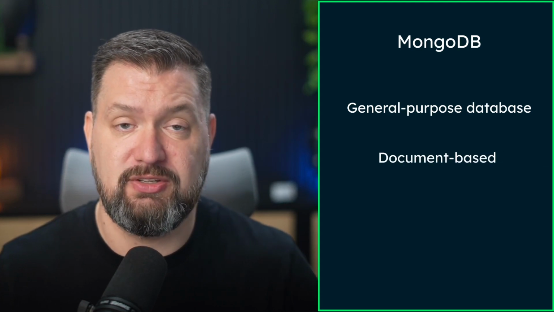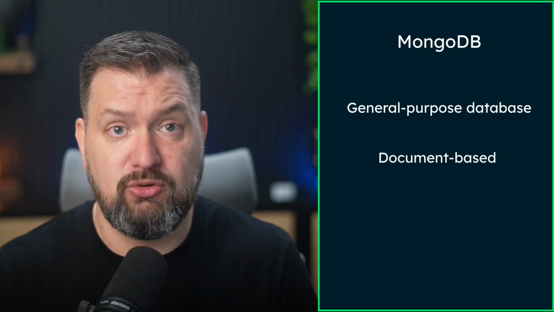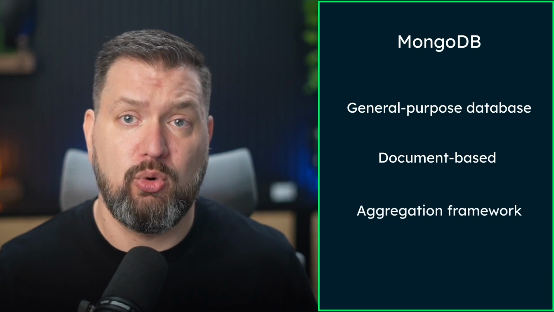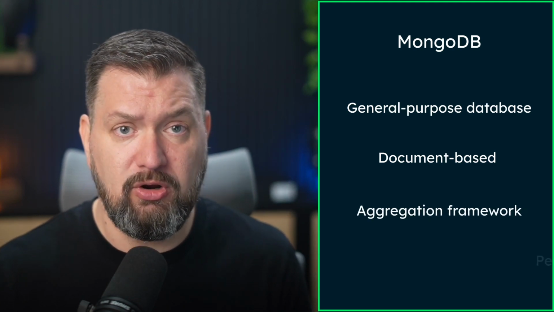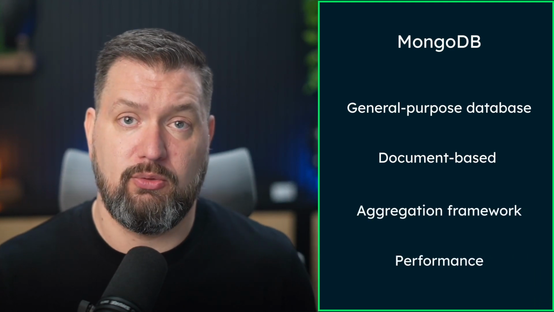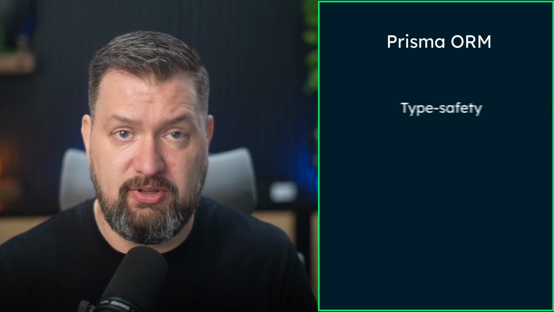Before we get into the code, let's quickly go over what developers typically get when working with MongoDB. You get a general-purpose, flexible database that adapts easily to your schema changes. Document-based storage that works naturally with JavaScript objects, powerful query options through the aggregation framework, and solid performance across different workloads. Prisma ORM adds these helpful features that work well with MongoDB's strengths.